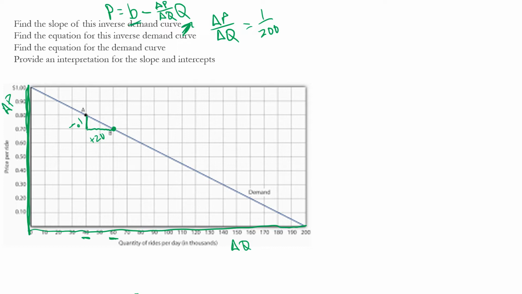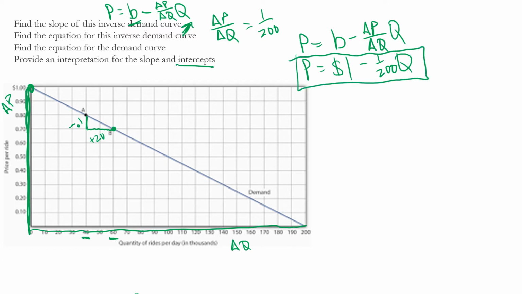Well, this intercept B is the price if Q is equal to 0. Now we have it, which makes it particularly easy. The interpretation of that intercept is that at this price, no one wants any. So this is rides per day. I don't know what you're riding that only costs $1, but good for you. So the equation for the inverse demand curve is P is equal to B minus change in P over change in Q times Q. Our intercept is $1. Our slope is 1 over 200. Q, there we go.